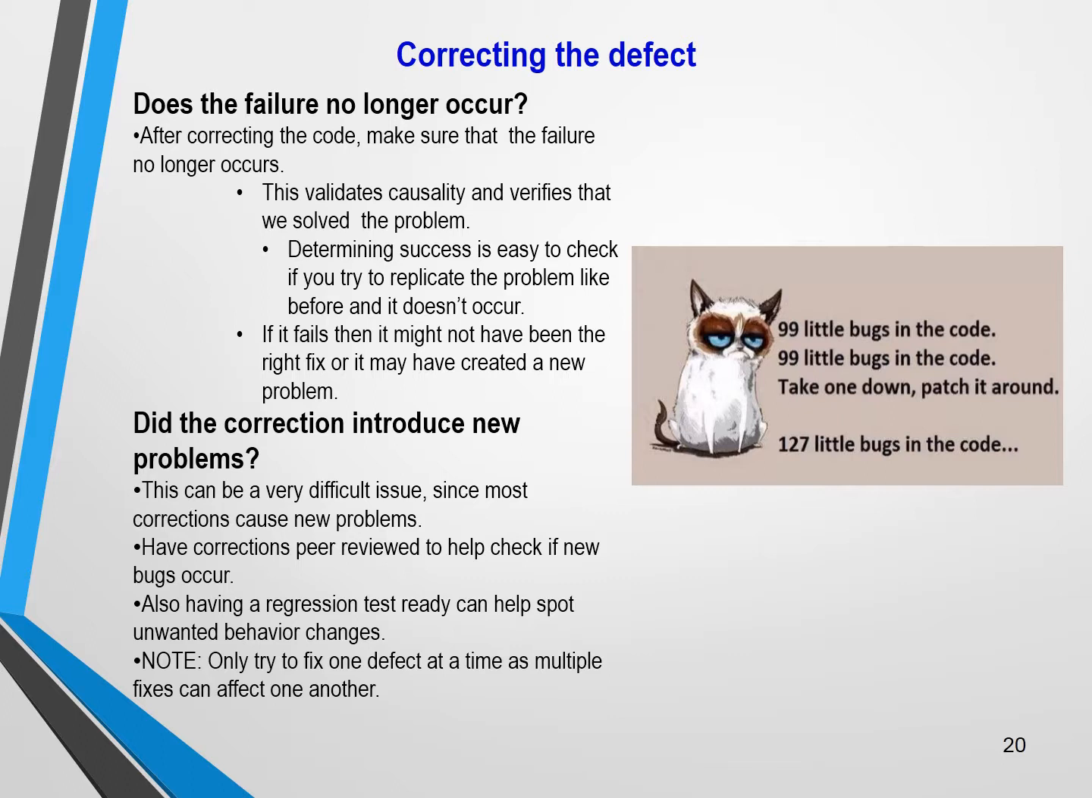Did the correction introduce new problems? This can be very difficult, since most corrections cause new problems. Have corrections peer-reviewed to help check if new bugs occur. Also, having a regression test ready can help spot unwanted behavior changes. Note, only try to fix one defect at a time, as multiple fixes can affect one another.